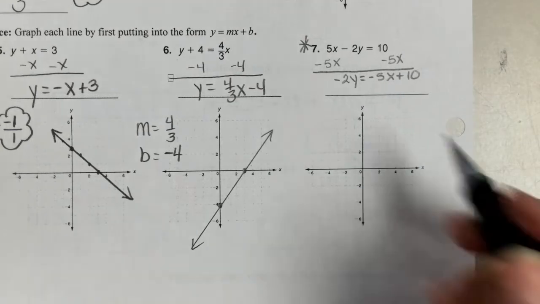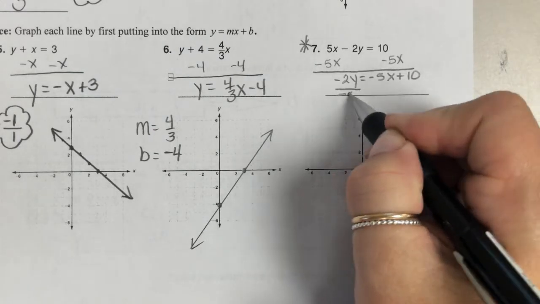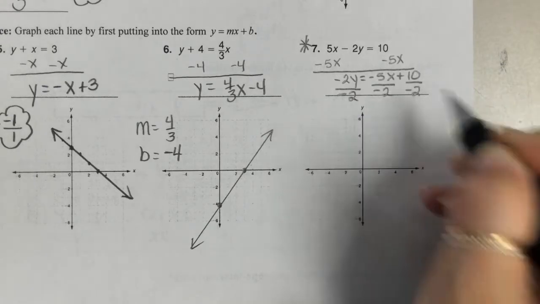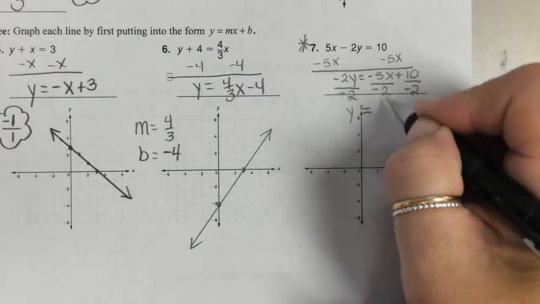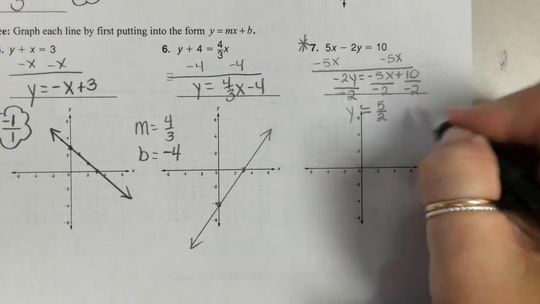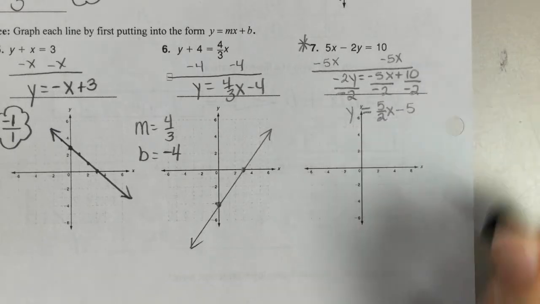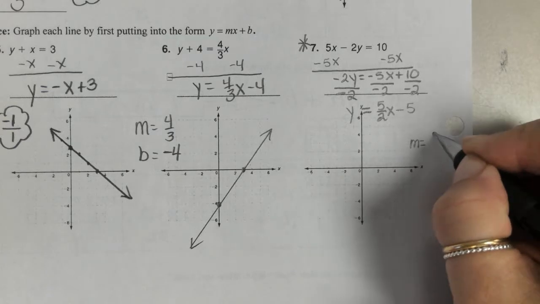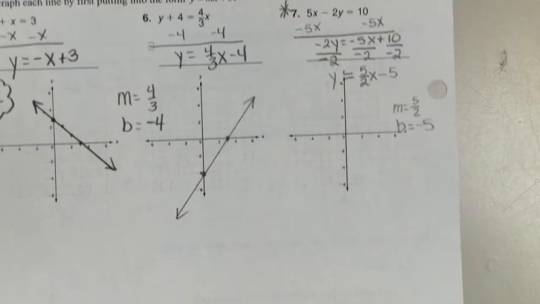Here's what we haven't looked at yet. I still don't have y by itself, so I need to divide both sides by -2. And when I do that, I actually end up dividing all 3 terms by -2. So that leaves me with y is equal to 5/2. I don't want to change that to a mixed number or to a decimal because I want to be able to see my rise over run, but I do go ahead and simplify it to positive. Okay? So my slope is 5/2 and my b is -5. My y-intercept is -5.